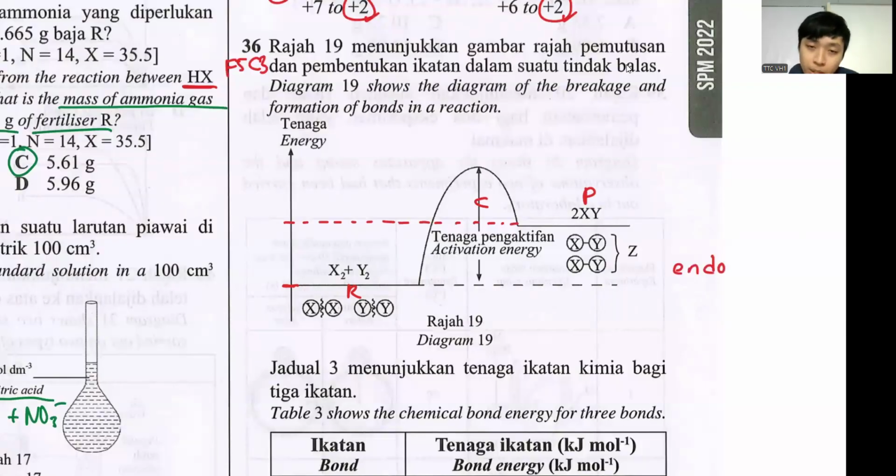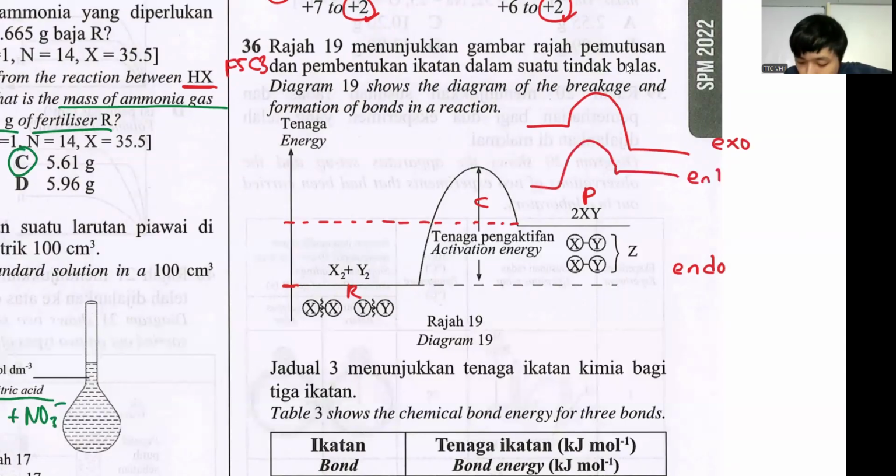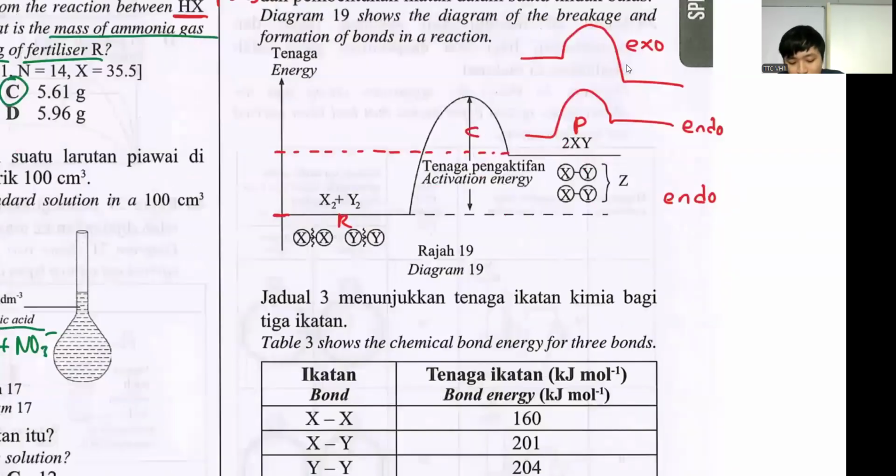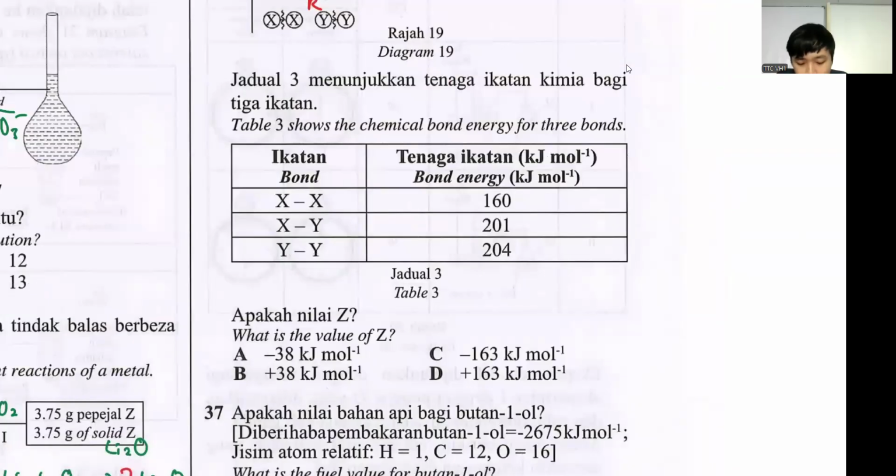This is endothermic. The exothermic is the opposite. I show you. Sorry, this is exo. This is endo. Just look at yourself the difference. So in this case, Table 3 shows the chemical bond energy for 3 bonds. What is the value of Z?